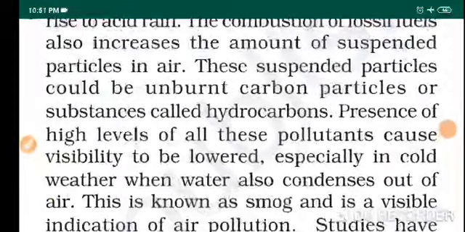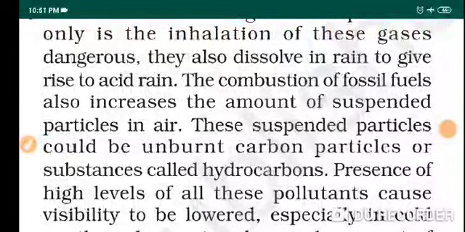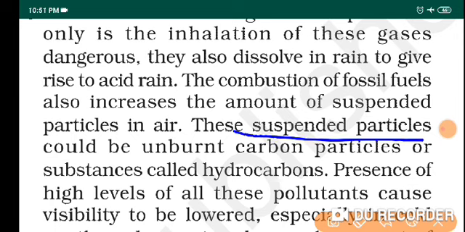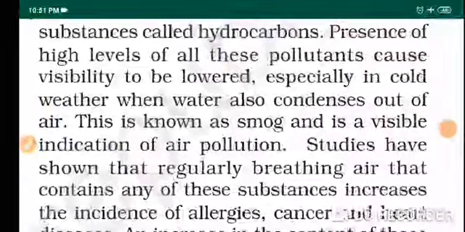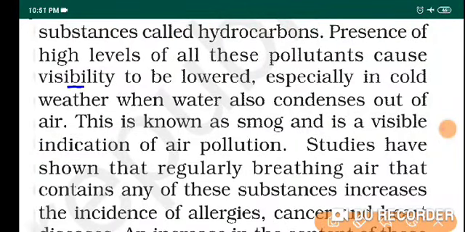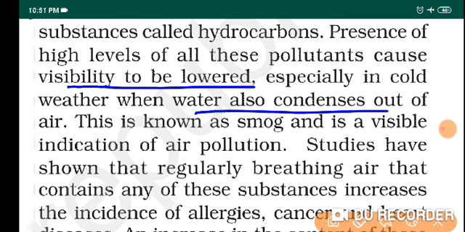Now, what happens if the fossil fuels are burnt in the air? When the fossil fuels are burned, more amount of suspended particles will be liberated, and these particles mainly have unburnt carbon particles. Okay, suspended particles means it will have unburnt carbon particles. Such unburnt carbon particles, if they are more in the atmosphere, will lead to lower visibility, because during cold regions when the water condenses, it leads to a smog.